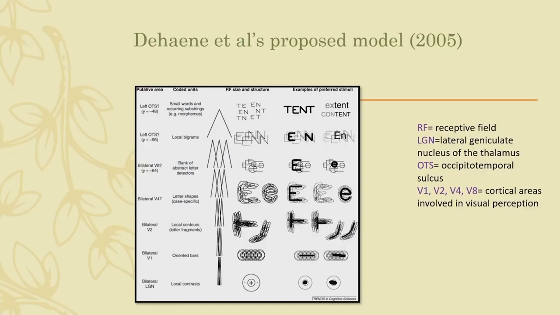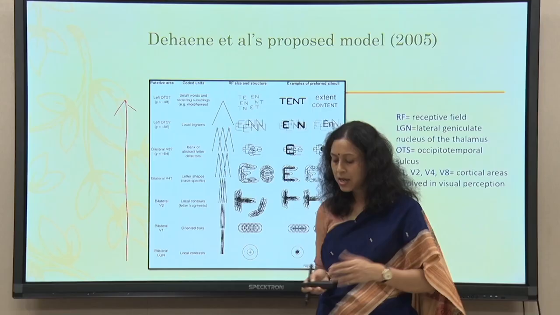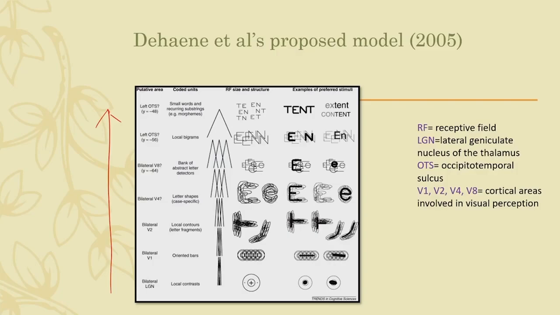This is a representation from his famous paper. We are not going into the details of it, but roughly, reading happens through a lot of processes. It goes like this: starting with the receptive field and then going on to the LGN, the lateral geniculate nucleus of the thalamus, where the first stage of processing takes place, and then it goes through various parts of the cortical regions of V1, V2, and so on, then V8, and then it goes to the left OTS, the occipitotemporal sulcus.